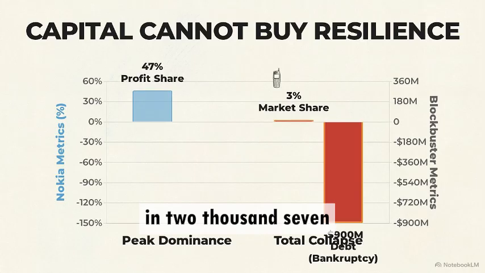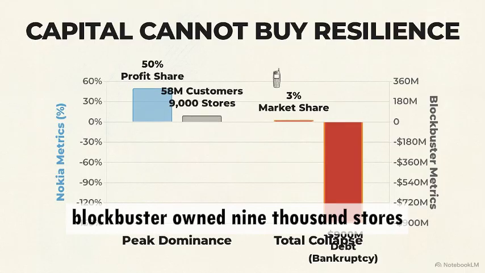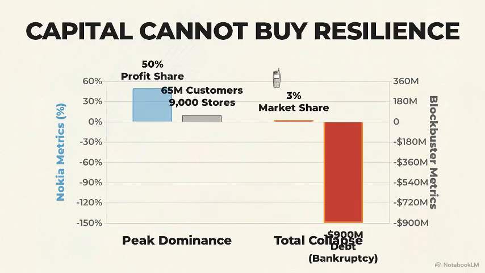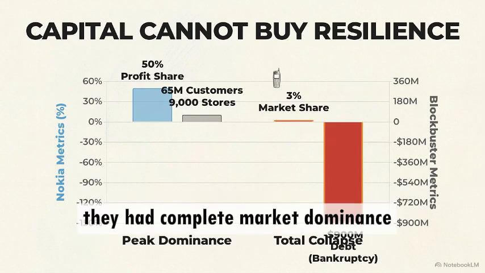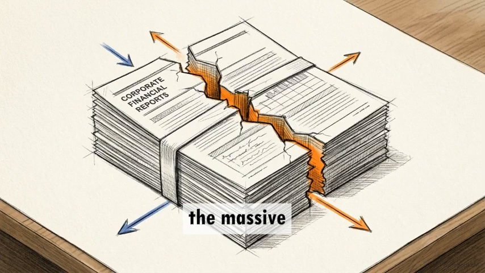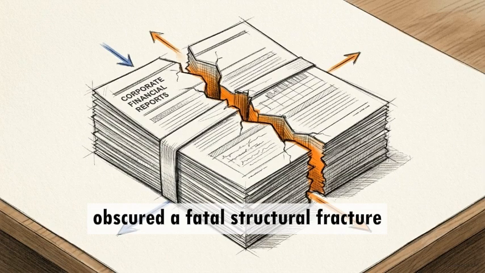In 2007, Nokia earned over 50% of all profits in the mobile industry. In the late 90s, Blockbuster owned 9,000 stores and held 65 million registered customers. They had complete market dominance. The massive cash reserves visible on these balance sheets obscured a fatal structural fracture.